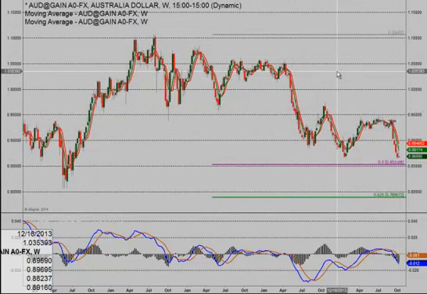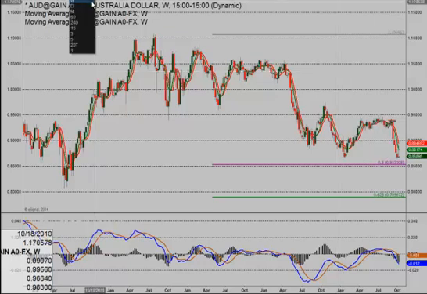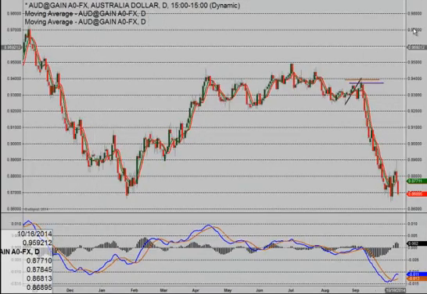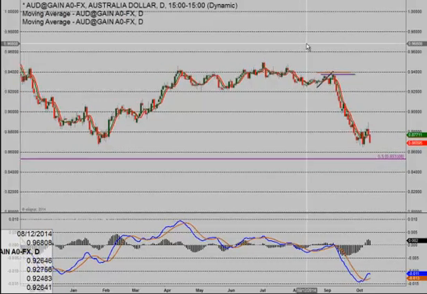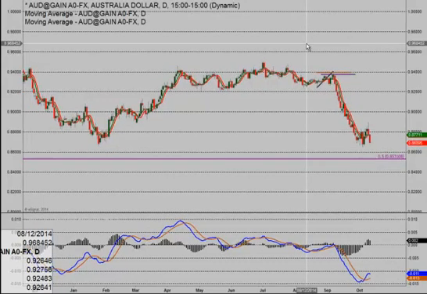Three words why we think the Aussie will continue lower: lower commodity prices. Definitely lower commodity prices will continue to pressure this market lower, and we'll cover those commodities when we get to the gold market also. So we think some more downside for the Aussie.